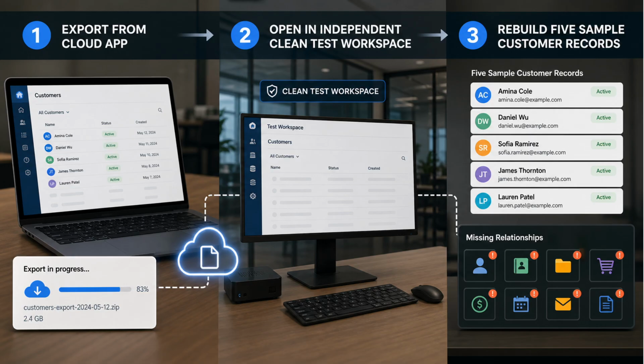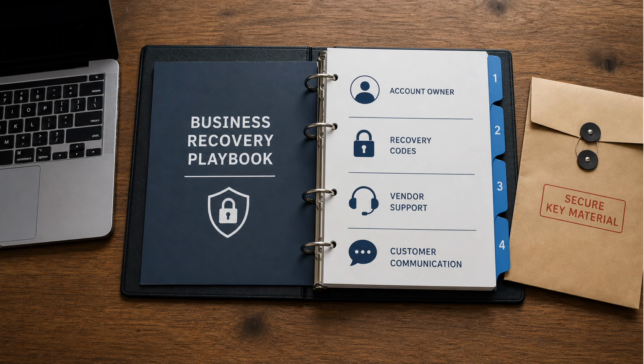Pick one system your business cannot operate without and run a restore drill. Export it, open the files somewhere else, rebuild 5 real records, and write down what is missing. Also record who owns the account, where recovery codes live, and how you would contact customers while the system is unavailable. The goal is not a perfect duplicate overnight. It is knowing exactly what you can recover before an outage turns discovery into panic.